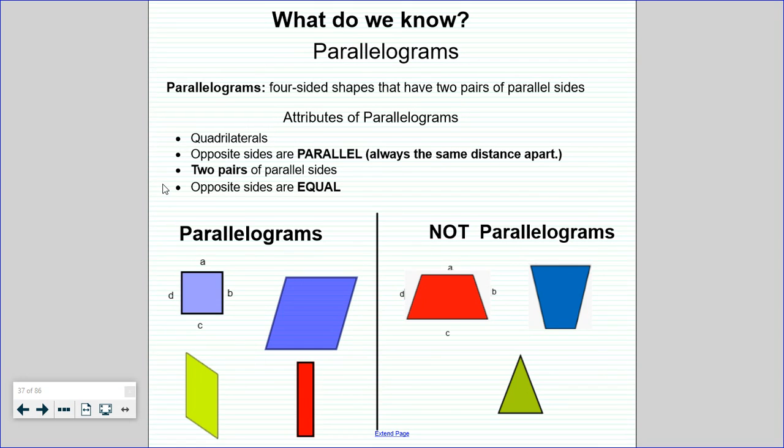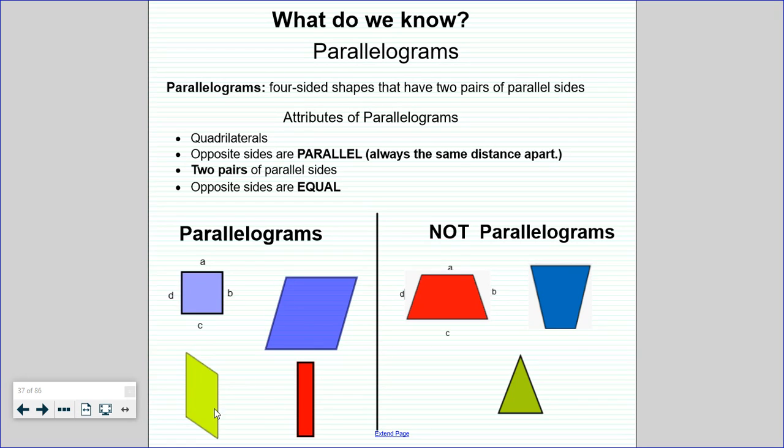So, reviewing yesterday's learning, parallelograms are four-sided shapes that have two pairs of parallel sides. And we just read together that a square, a rectangle, and a rhombus are all categories of parallelograms. So what's a parallelogram? Well, it's a quadrilateral, which means it has four sides. Opposite sides are parallel, meaning they're always the same distance apart. It has two pairs of parallel sides, and the opposite sides are equal.